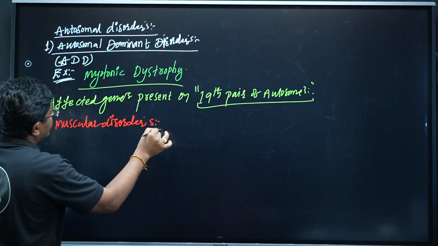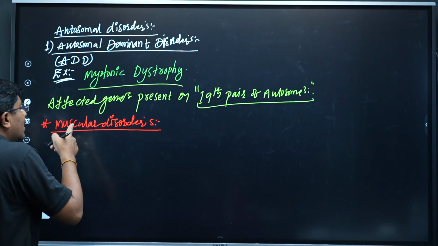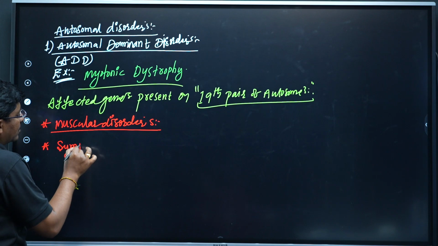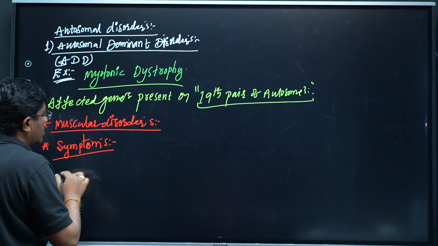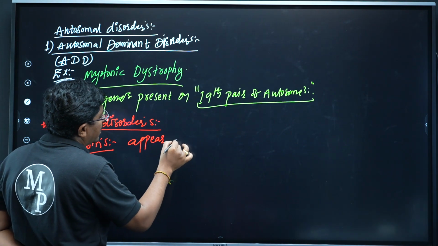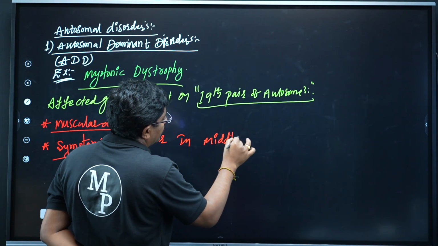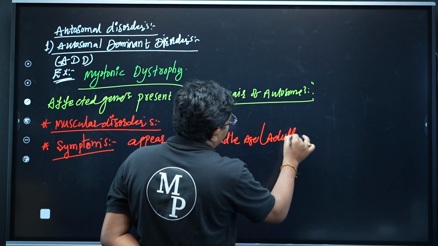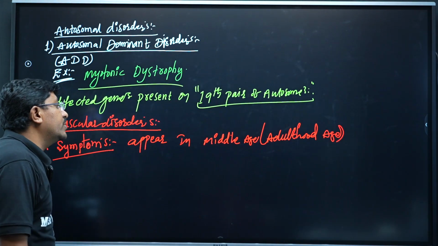Muscular disorder, it is one of the muscle disorders. Actually, in this muscle disorder, the symptoms appear in adulthood, in the middle age or adulthood age.